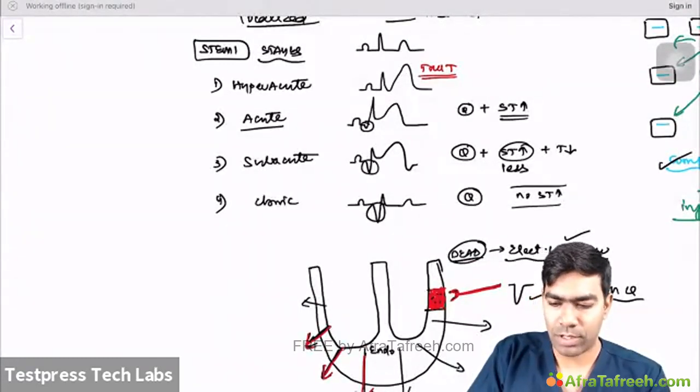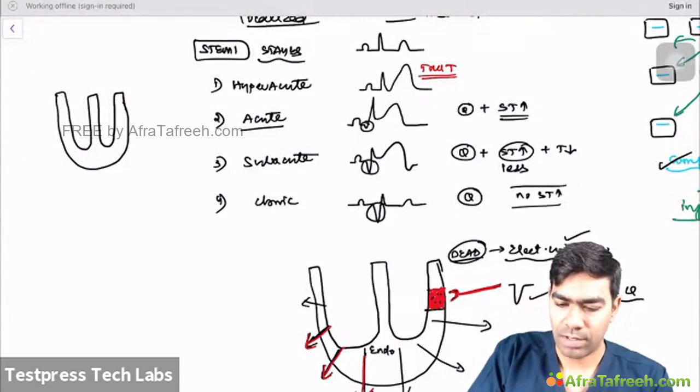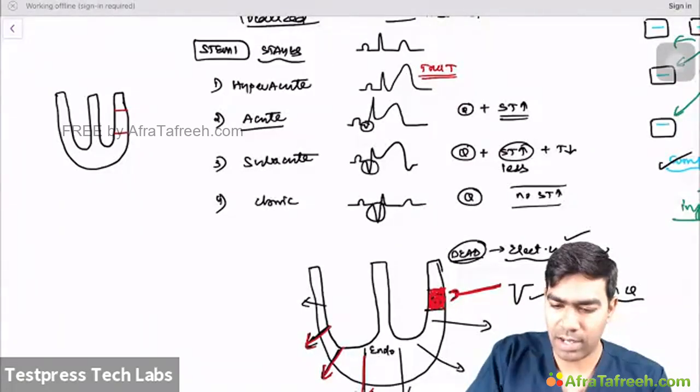So why? Because in acute stages, let us assume this is a very acute stage where the myocardium is not completely dead for that matter. So there are a lot of areas of ischemia, but in the center there is one area that has gone for infarct. Clear?